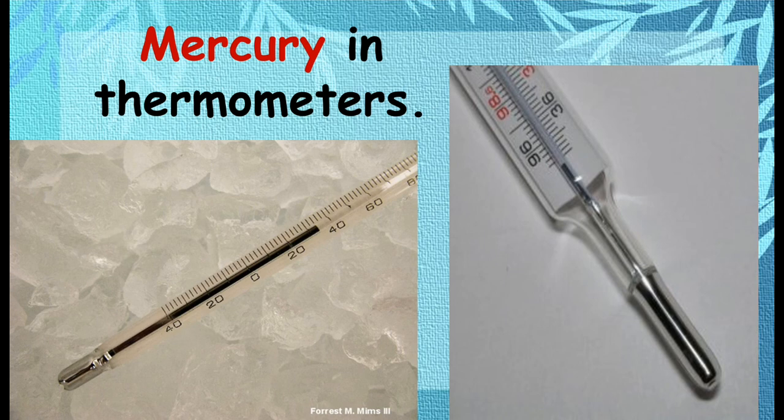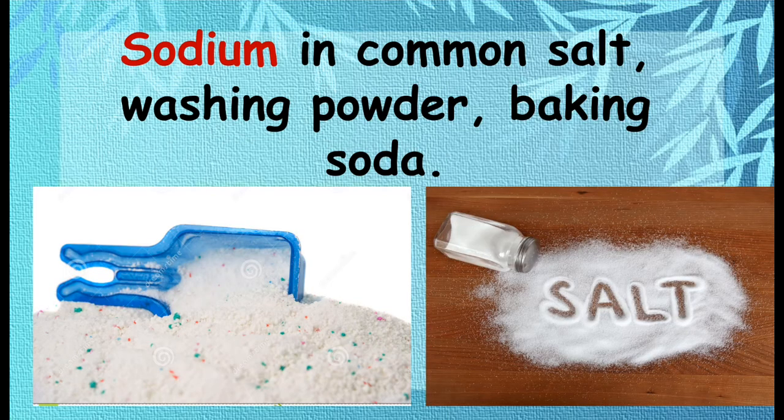Next, we learned about sodium in common salt, washing powder and baking soda. These are substances which can be harmful if used for a long period of time, and hence we are using more essential items, or I would say very cheap and easily available ones, like detergent and salt. These are very simple ingredients which are used instead of baking soda.